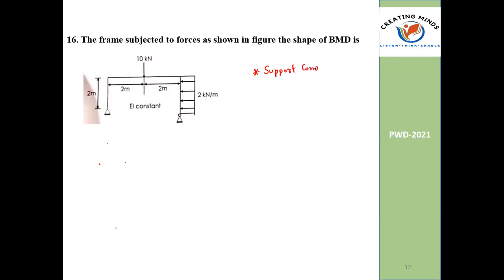Support condition. Why am I telling this about support condition? See, this AB is a member interconnected to BC, and it is interconnected to the supports directly. By default, by the joint equilibrium condition, both B and C will experience the same moment. Both B and C will experience the same moment.